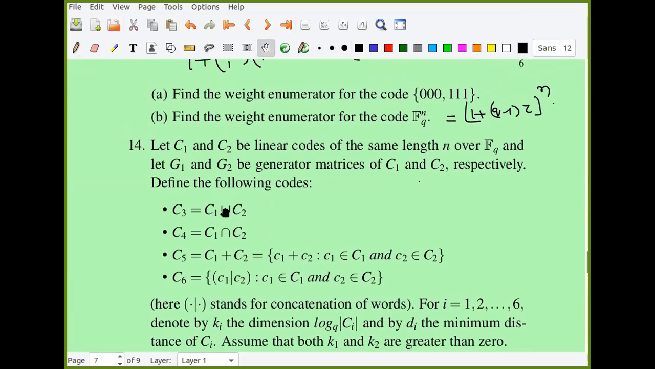Linear code means subspaces, right? Is a union of two subspaces a subspace? Not always. So this need not be. Okay, it is just a code we can say, but it need not be a linear code. What about C4? It is a linear code. C5, like that, check. So this is a linear code, no problem. Intersection of two subspaces is a subspace.